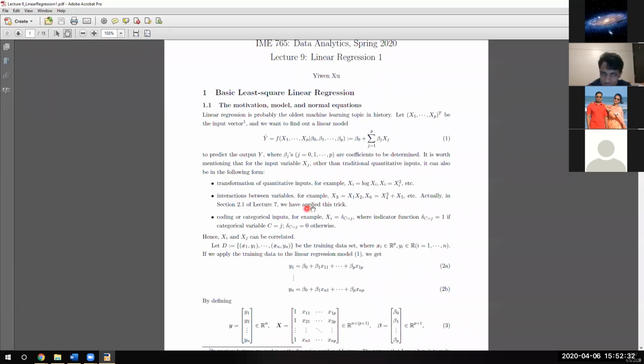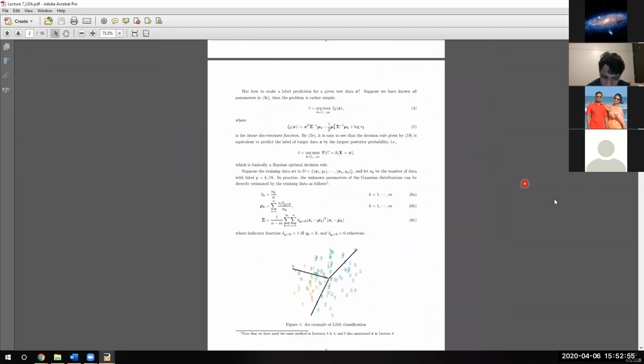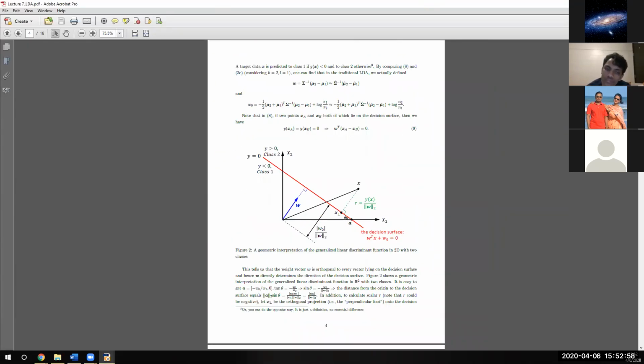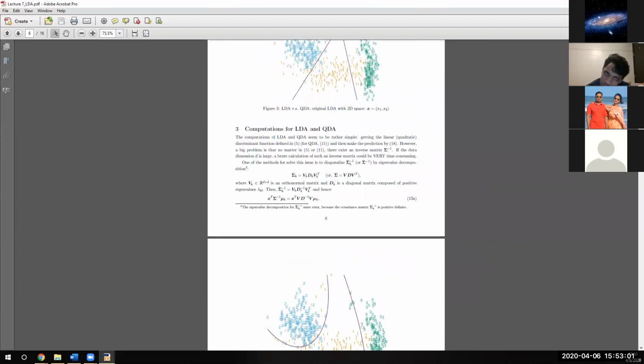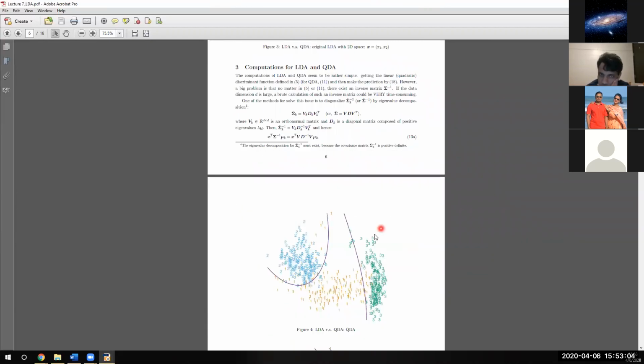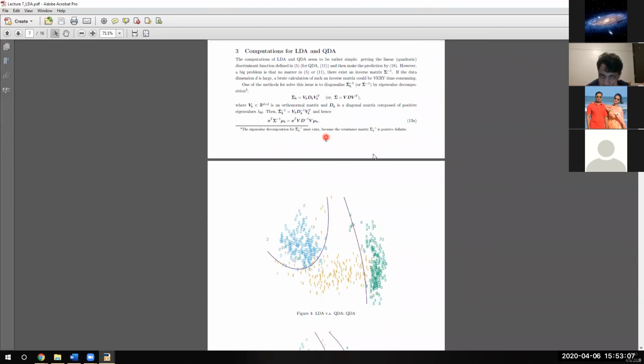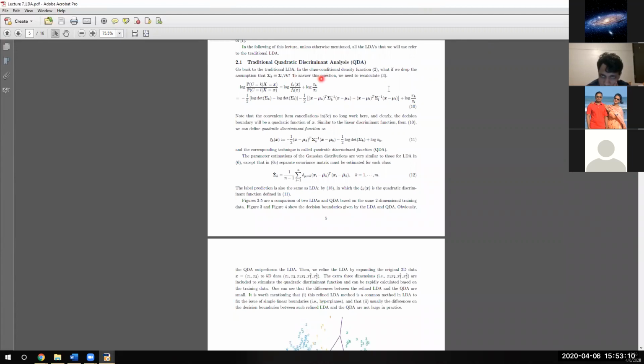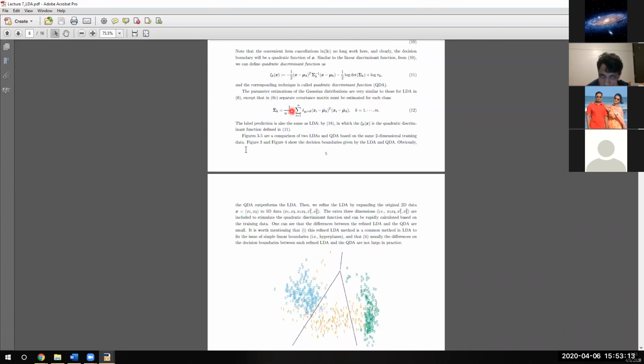Another case for dependent X is when we code something. Remember, it's in section 2.1 of lecture 7. Let me open it. Lecture 7, LDA, what is that? Oh, no, sorry. This is the one I wrote inside. Okay, section 2.1 is right here. Yes. Section 2.1, quadratic, right? QDA, and we included an example here.